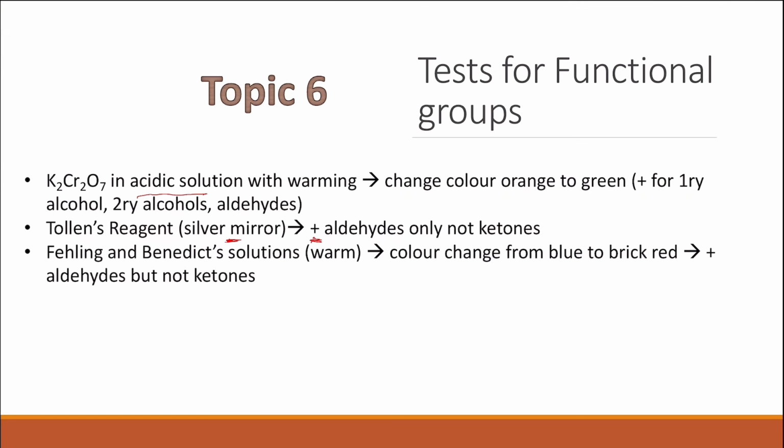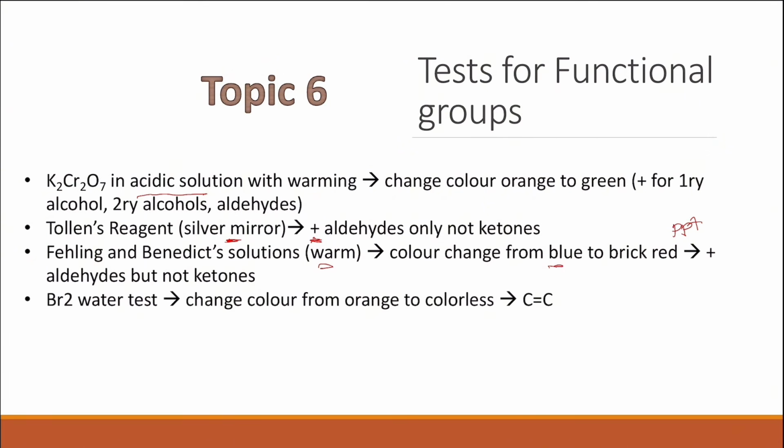Or the use of Fehling's solution, again with warming, so there will be a change of color from blue to give you a brick red precipitate. So the observation here will be the formation of a brick red precipitate, and it will again be positive for aldehydes only, not for ketones. So this is again specific for aldehydes. Bromine water test, which decolorizes from orange to colorless. This is for a carbon-carbon double bond, and is specific for alkenes.